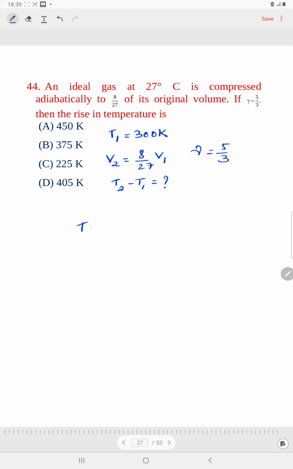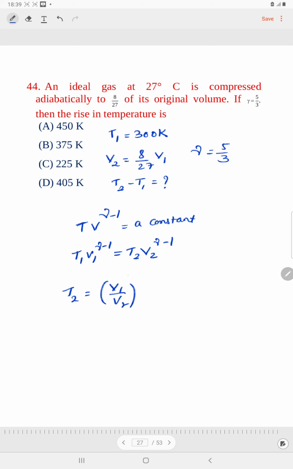So I have an adiabatic process equation in terms of temperature and volume. T into V power gamma minus 1 equals a constant. Students, even in the theory I have written this expression. TV power gamma minus 1 is a constant for an adiabatic process. Then I can write T1 V1 power gamma minus 1 is equal to T2 V2 power gamma minus 1. So I want T2 here. So T2 is equal to V1 by V2, whole power gamma minus 1, multiplied by T1.